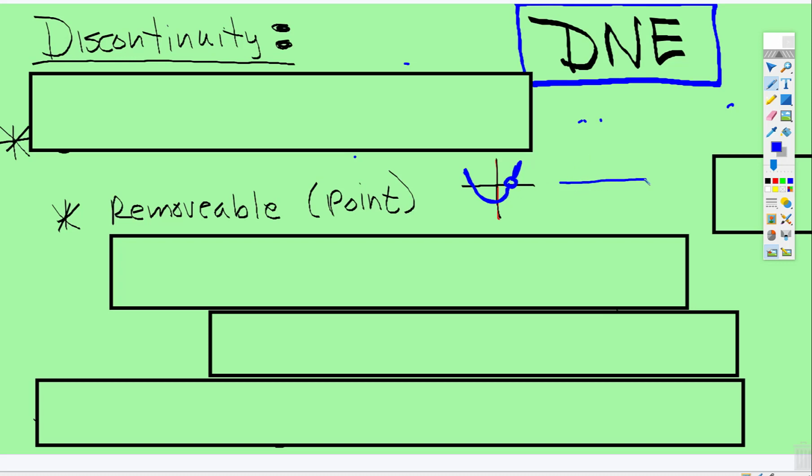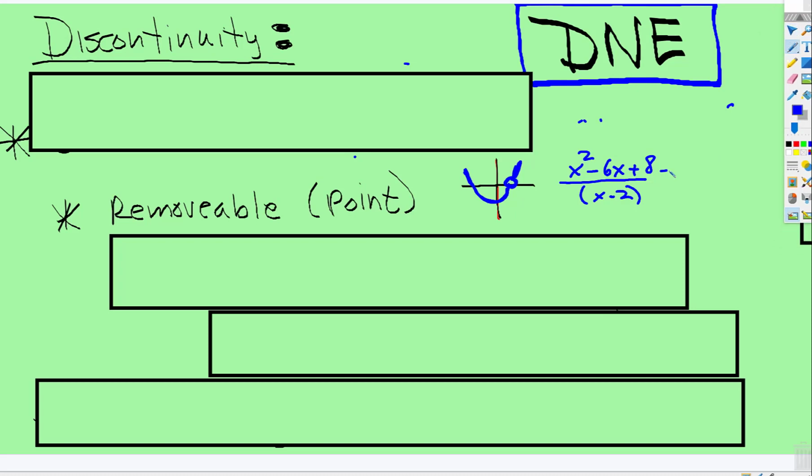So here would be an example. If you've got a rational function, say x squared minus 6x plus 8, and down here you have x minus 2. This is a great example of point discontinuity. The numerator factors to x minus 2 times x minus 4, because negative 2 times negative 4 is positive 8, and negative 2 plus negative 4 is negative 6. But we have an x minus 2 in the denominator. Look at that, it's removed. Those completely cancel each other out.